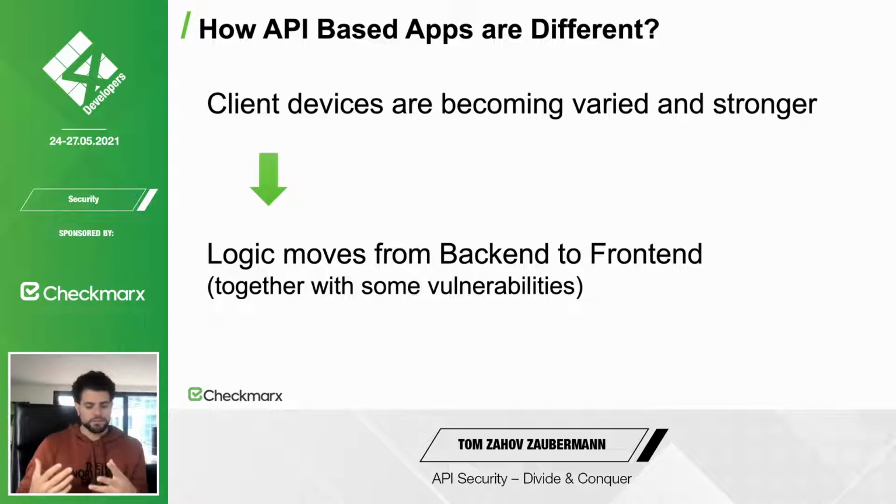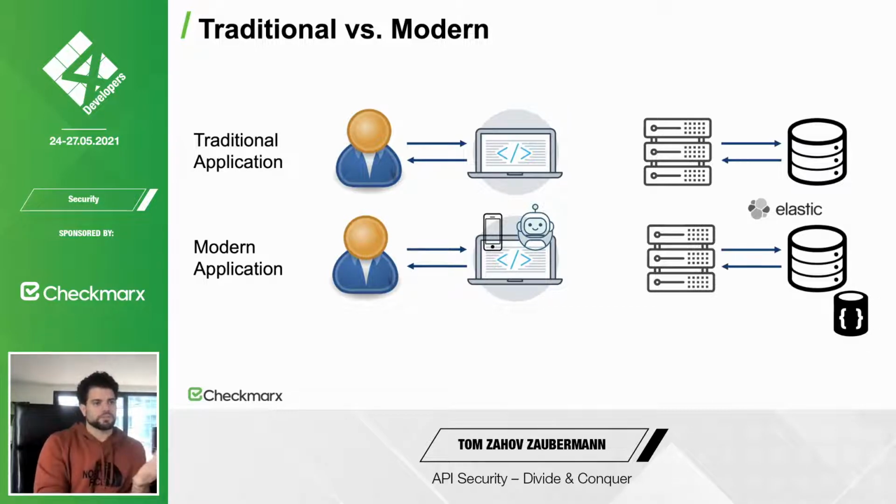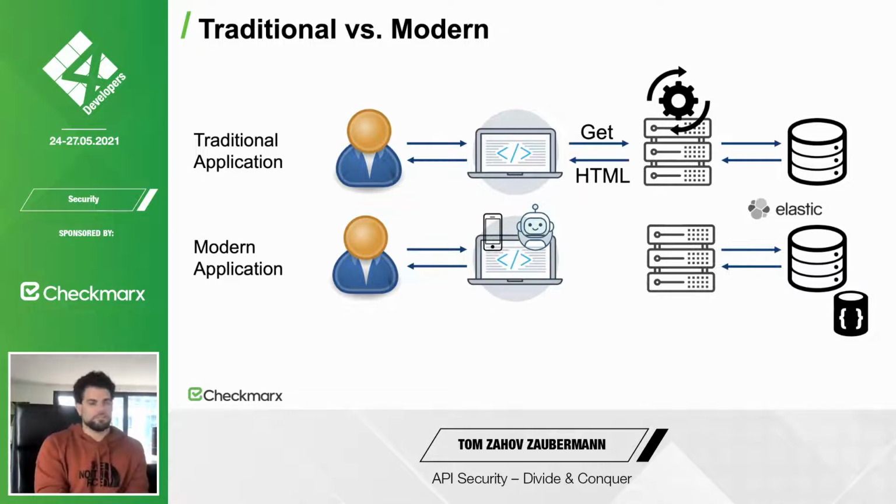We see, of course, if it moves from there, then we see a lot of vulnerabilities that are coming from the backend to the front end, of course. And this is if we speak about traditional APIs, we see basically this architecture. The traditional application communicates to the server with a GET. All the rendering, everything is happening on the server. It brings back rendered HTML, and then you show it to the client side.